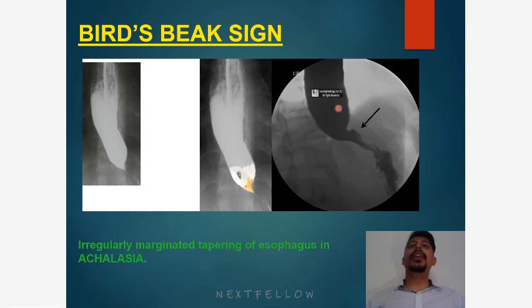So this is the image of a C-arm negative image, where we can appreciate the proximal and distal esophagus is dilated and there is a smooth tapering of the gastroesophageal junction seen in achalasia cardia.